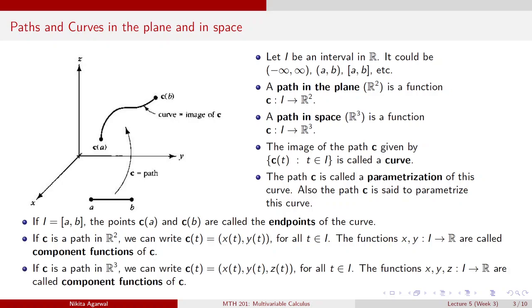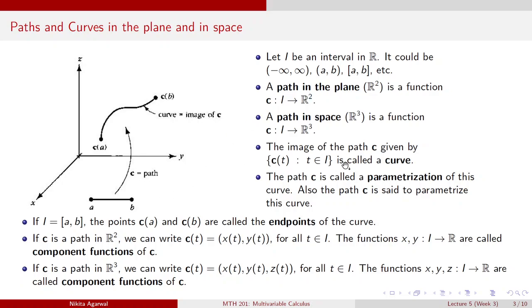Similarly, if C is a path in R3, we can write C(t) as (x(t), y(t), z(t)) because every point will have three coordinates. And these three functions are functions from I to R, right? Each coordinate is a real number. So they are functions from I to R and they are called the component functions of C. There are many things that we have defined on this slide. We have defined a path, which is the function.